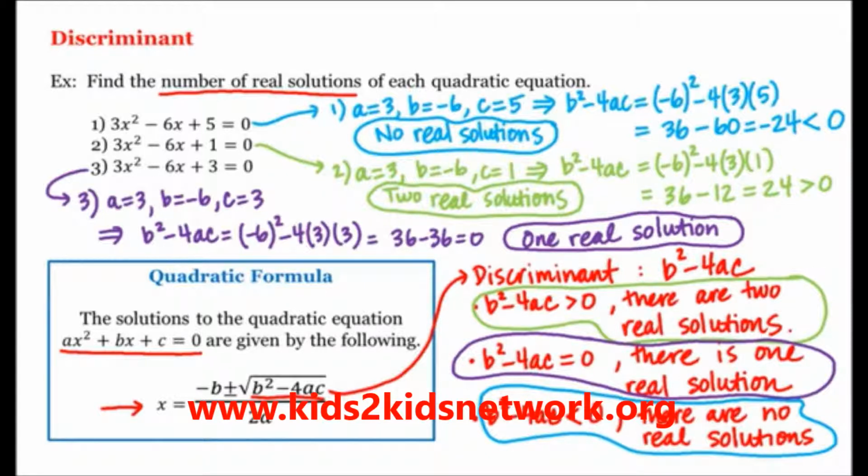So the discriminant helps us determine how many real solutions we have to a given quadratic equation.